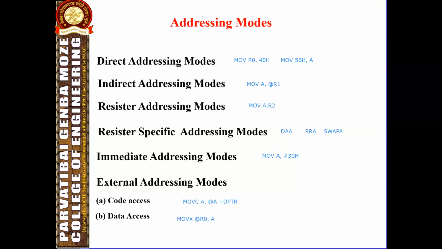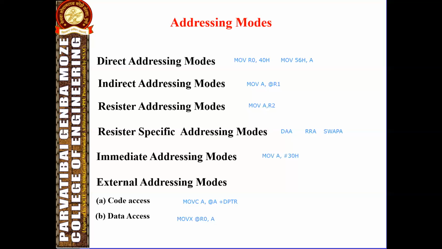In the example, MOV A, R2, that is, copy the data from the register R2 of the selected register bank to register A. The data present in the register R2 is moving to the accumulator register A. Such types of instructions are called register addressing mode. Here source and destination operands are both in registers.